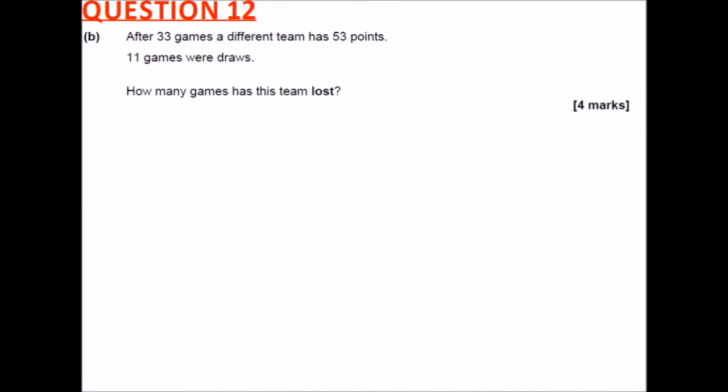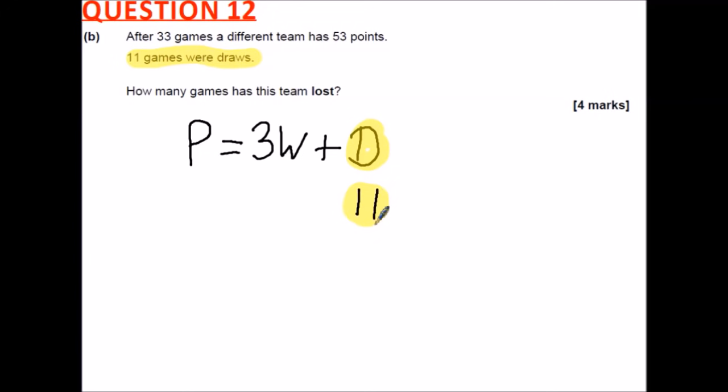12b. After 33 games, a different team has 53 points. 11 games were draws. How many games has this team lost? So again, we need to know that the points equals 3 times how many games are won plus the draws. This is going to be our starting point. So what are we told already? What we're told already is that 11 games were draws. So the number of draws, we know now that that's 11. And so we can whack that into the equation.